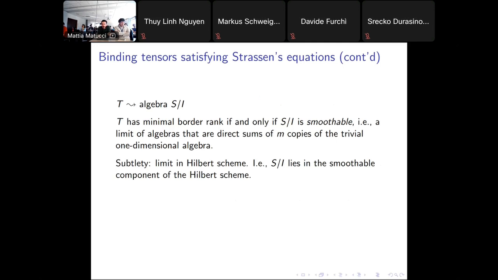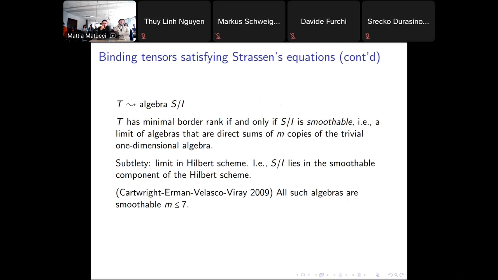And the good news is we've reduced it to a question that was well studied in the 20th century. This problem of which binding tensors satisfying Strassen's equations actually have minimal border rank is equivalent to something that was well studied in the 20th century. Unfortunately, we don't understand that much about it. It was well studied, but not well understood. But there are things that are understood.